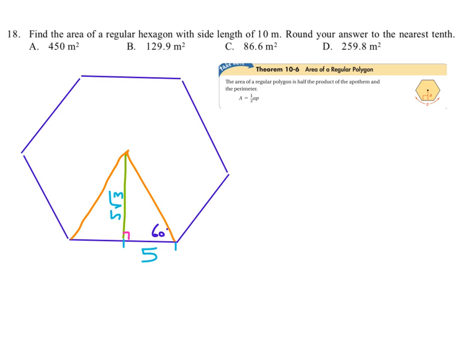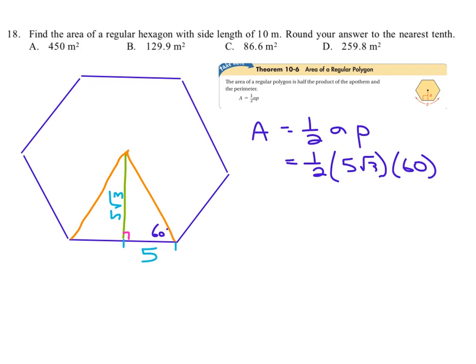So now we can take our formula, area equals 1/2 apothem length times perimeter, and say the apothem length is 5 root 3, and the perimeter, since each side is 10 and it's a hexagon, is 60. So 1/2 of 60 is 30, so 30 times 5 root 3. 30 times 5 is 150, so that's 150 root 3.